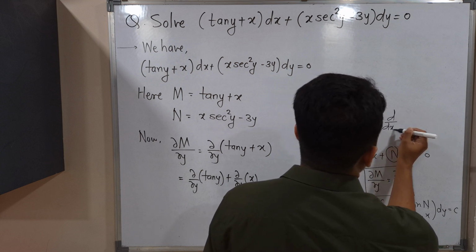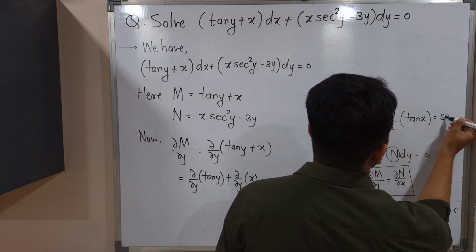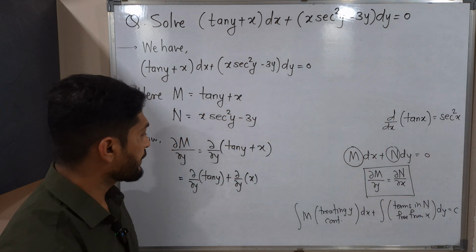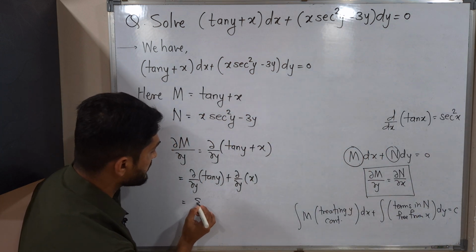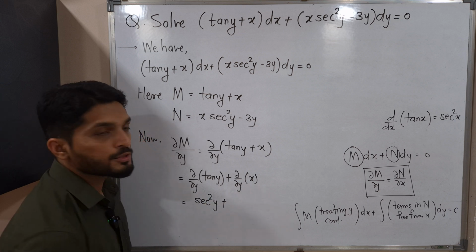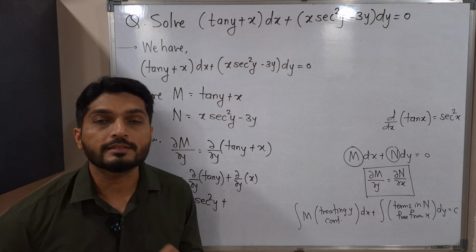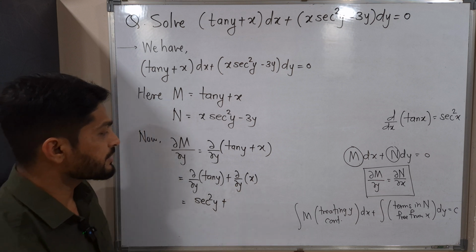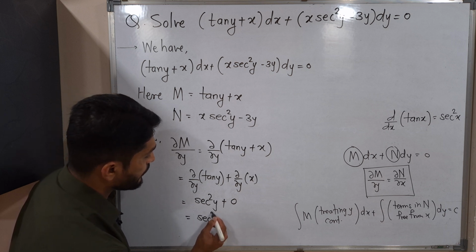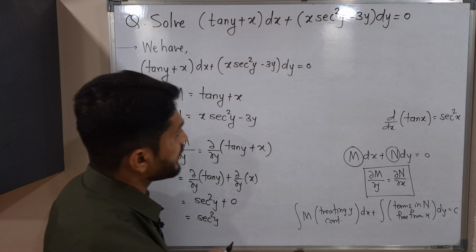So derivative of tan x is sec square x. So derivative of tan y will be sec square y. Derivative of x with respect to y: differentiating with respect to y, x is a constant. Derivative of a constant is 0. 0 plus sec square y, so it is sec square y. That said, the first derivative is over.